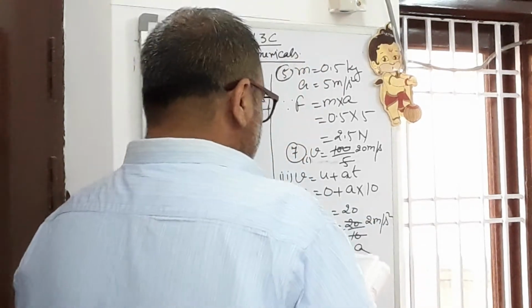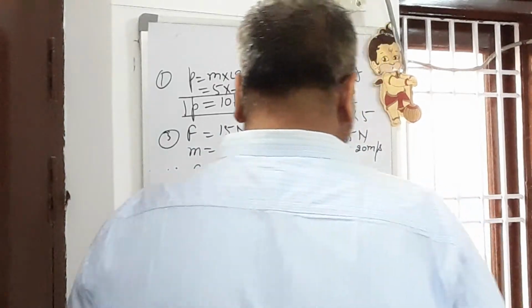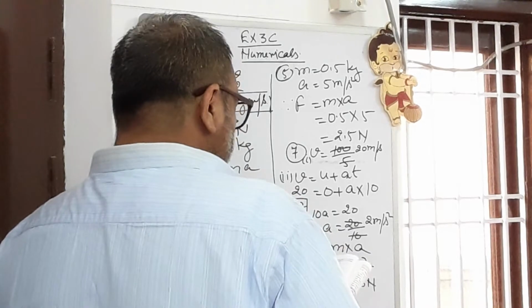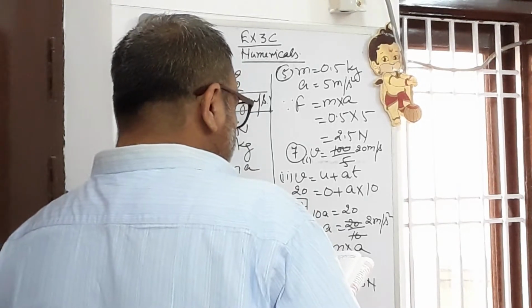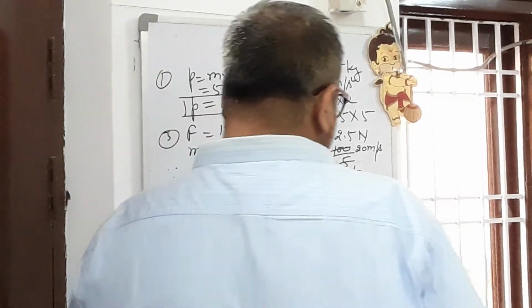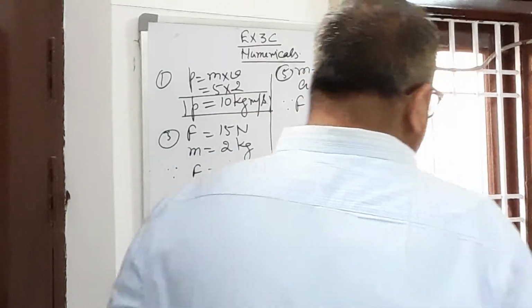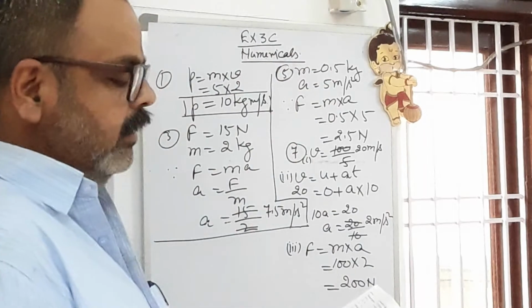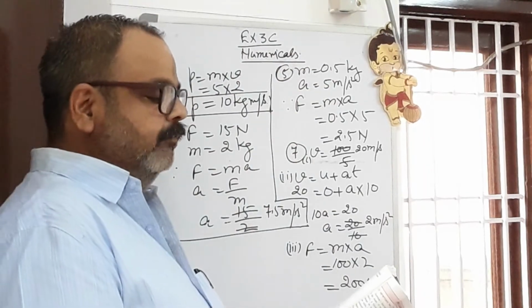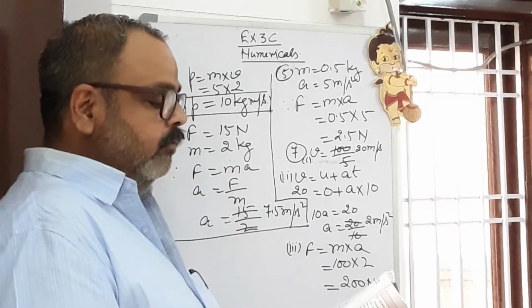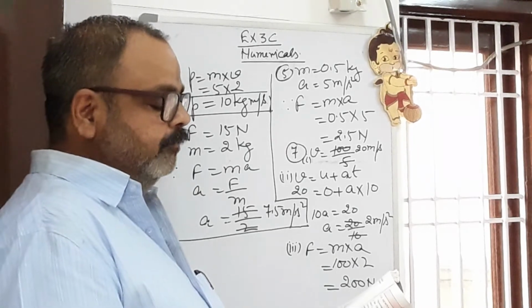Now, question number 8. You see just velocity time graph they have given. Figure 3.11 shows the velocity time graph of particle of mass 100 gram moving in a straight line. Calculate the force acting on a particle.